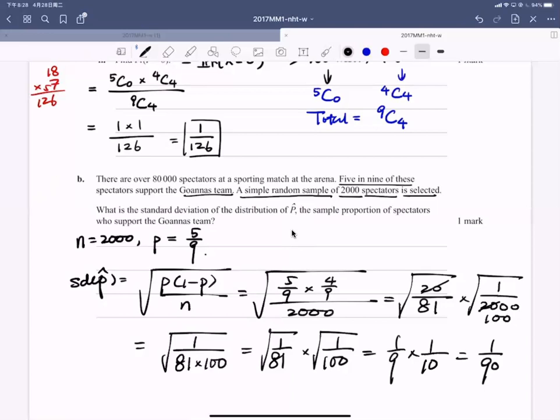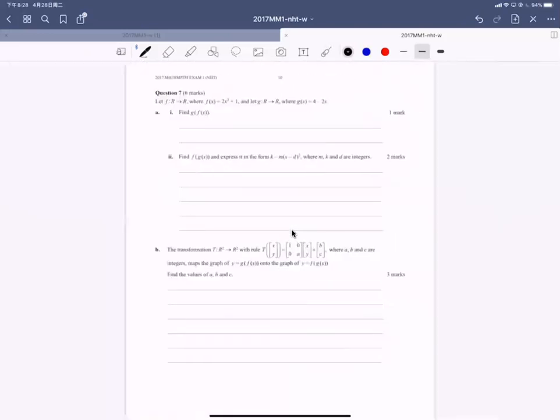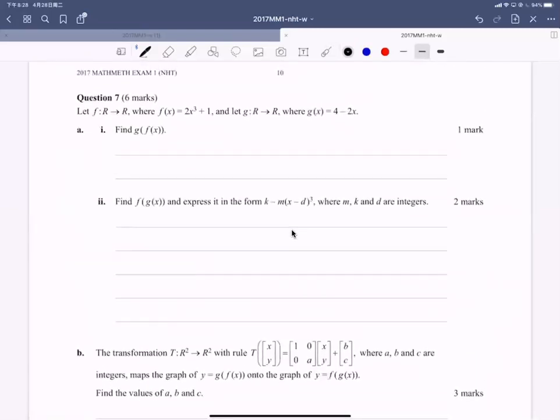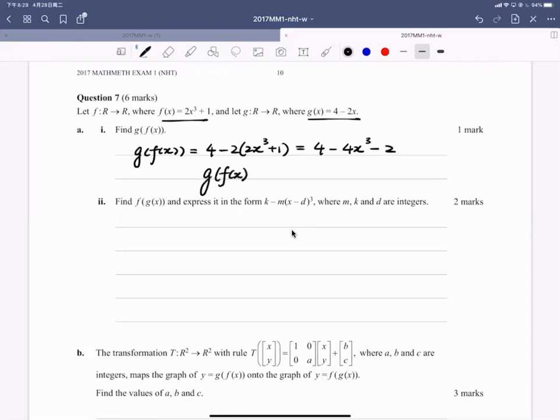All right. Question 7. Function f is a cubic, function g is a linear. So g of f of x equals 4 minus 2 times 2x to the power of 3 plus 1, which is 4 minus 4x cubed minus 2. Okay, g of f of x equals 2 minus 4x cubed.